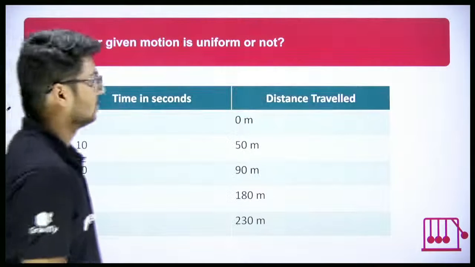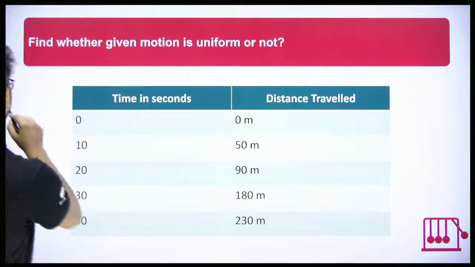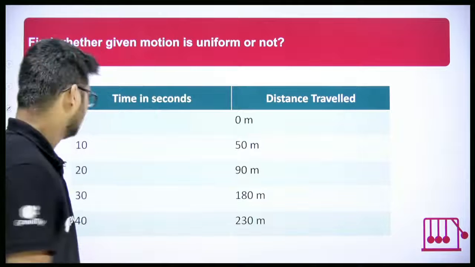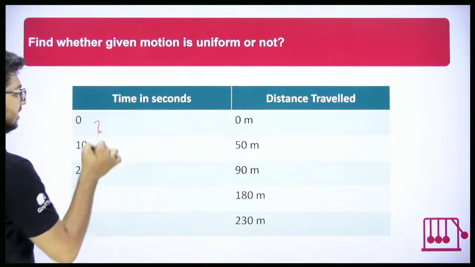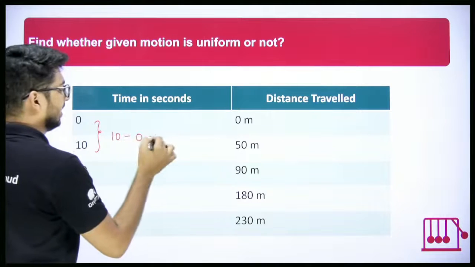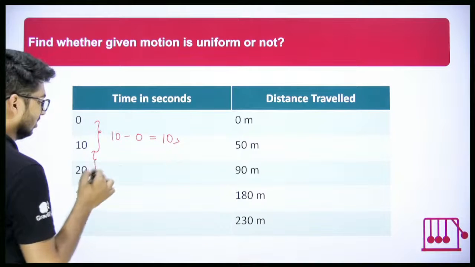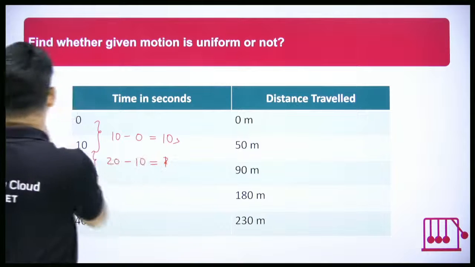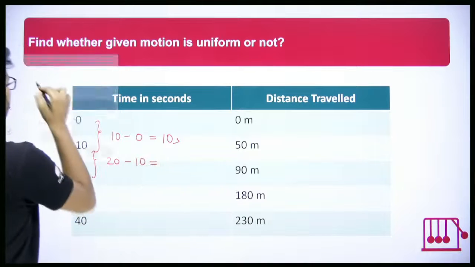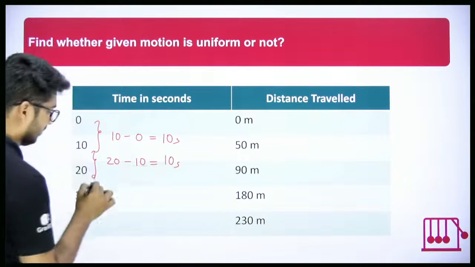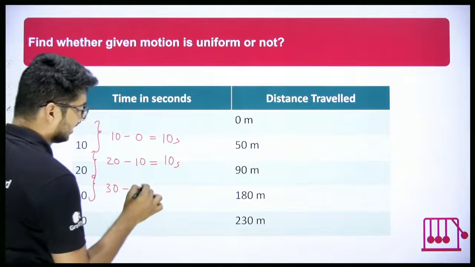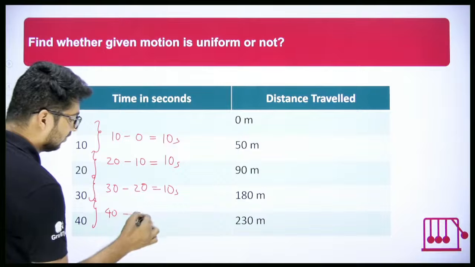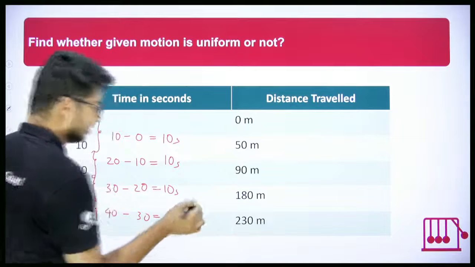So let's go into another example. Here, find whether the given motion is uniform or not. Another same example, time in seconds: 0 to 10, 10 minus 0, 10 seconds; 10 to 20, 20 minus 10, again 10 seconds; 20 to 30, 30 minus 20, again 10 seconds; 30 to 40, 40 minus 30, again 10 seconds.